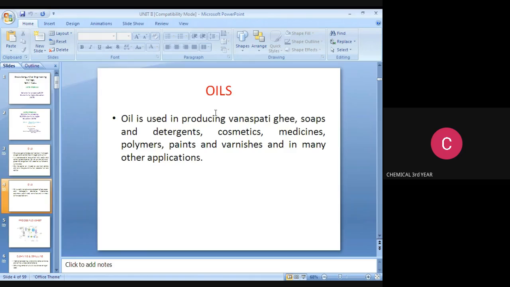Oil is used in producing vanaspati ghee, soaps and detergents, cosmetics, medicines, polymers, paints, varnishes, and many other applications. Students, please note down this type of question is sometimes asked in GATE. What is the application of oil? Oil is used in producing vanaspati ghee, soaps and detergents, cosmetics, medicines, polymers, paints, varnishes, and many other applications.